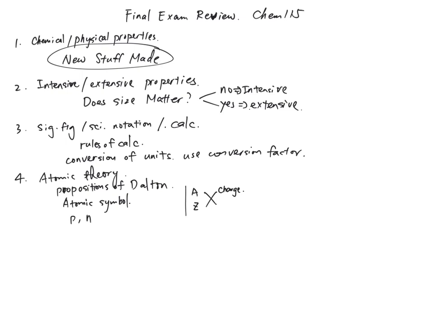So knowing what the atomic symbol stands for, and going back and forth: if you have this many protons, this many neutrons, and this many electrons, can you write the symbol? Or if you're given the symbol, can you get that information out of the symbol?